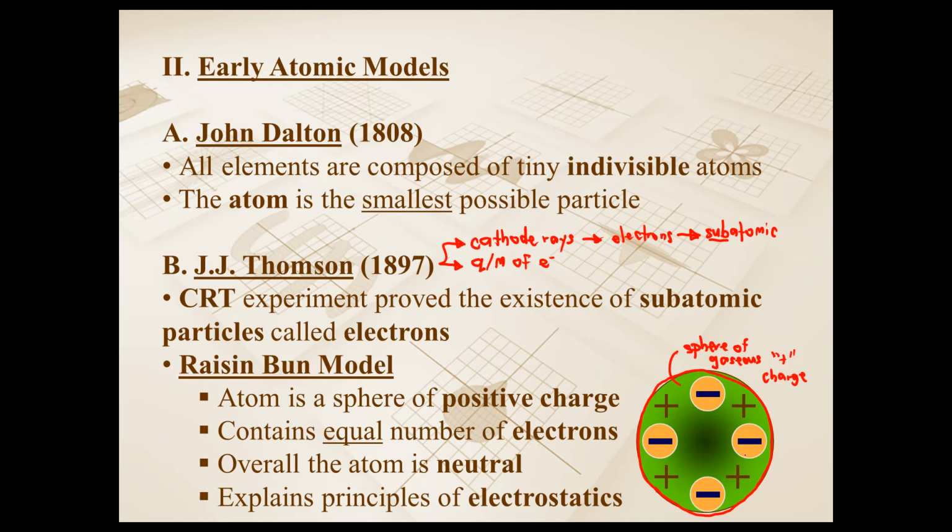The other thing I wanted to point out with the raisin bun model is that when you look at it, the distribution of the positive and negative charges is even. Charge density is even. So there isn't an area in the actual atom where the charge is all clumped up. It has a nice even distribution all throughout the atom.